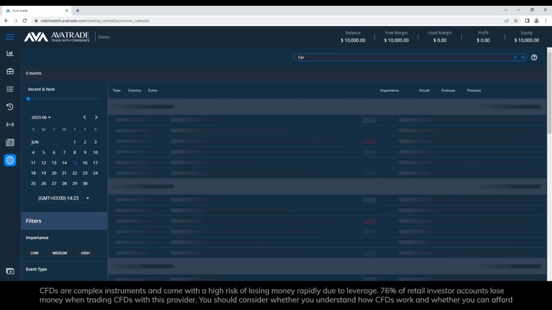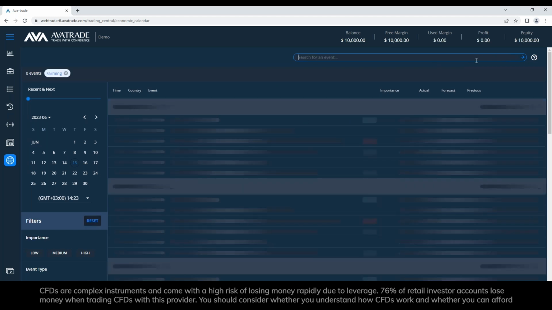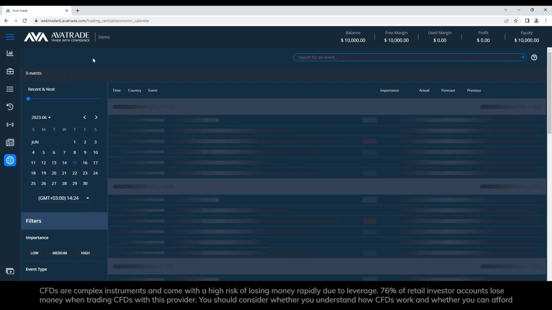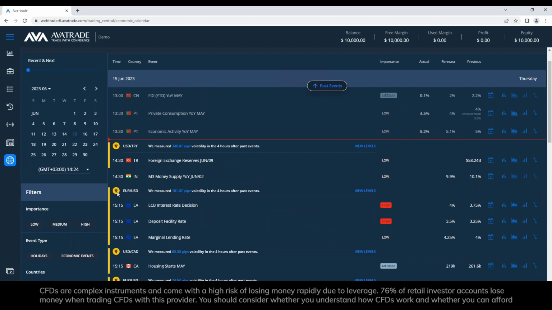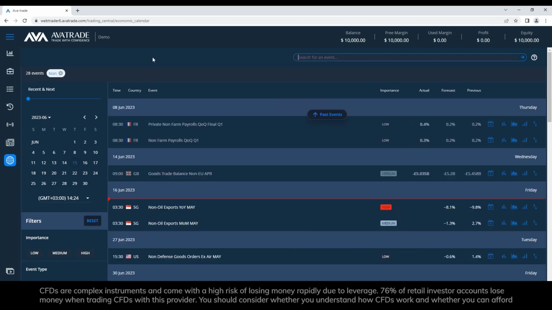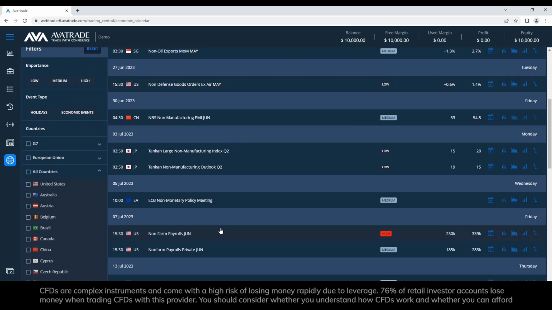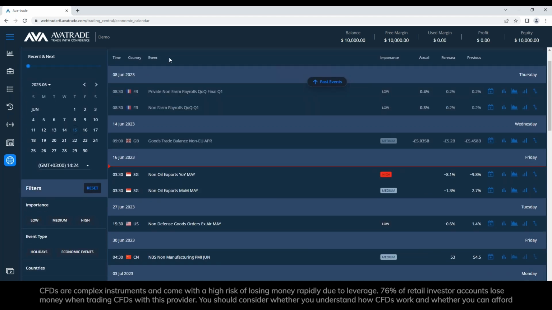Sometimes, let's try to reset everything. Okay, that makes more sense. Maybe I'm searching in the wrong place. Oh, sorry, I have to define it, and then I can search. Let's go for non-farm payroll. Okay, and this is again something that already occurred. Such a shame that I can't show you that.